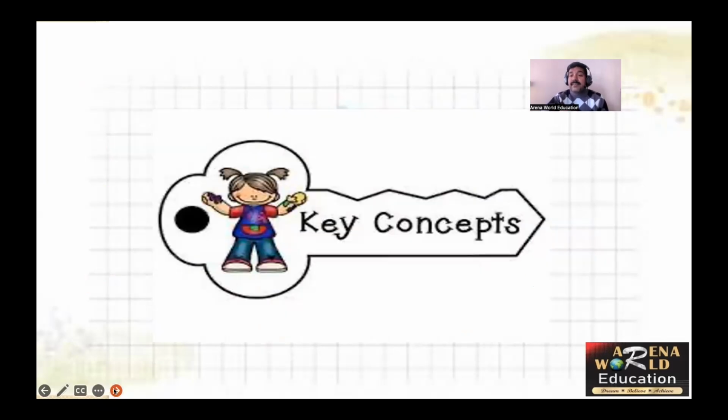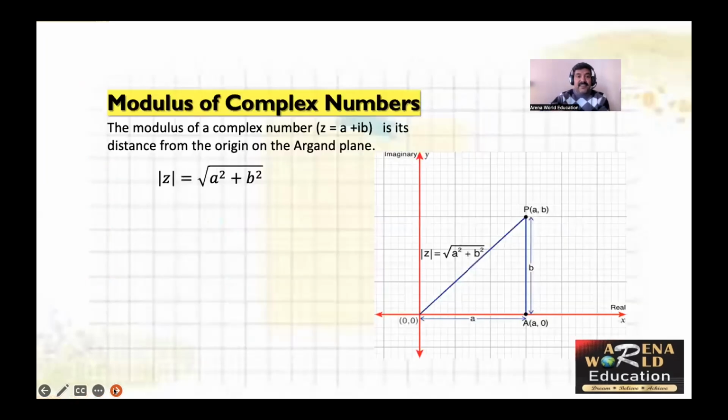Now we will discuss a few key concepts related to today's lesson. Yes, the first one is the modulus of a complex number. If we talk about the general form of a complex number, it is z is equal to a plus iota b, right? And what is the modulus of a complex number? The modulus of a complex number is its distance from the origin on the Argand plane. If we talk about the origin, on the origin both the real part and the imaginary part will be 0 and 0. And this is the point P.